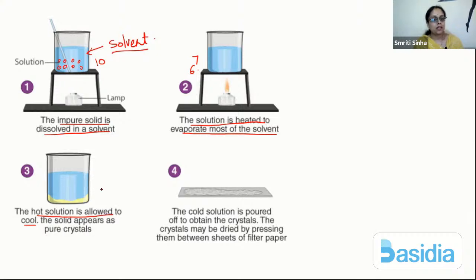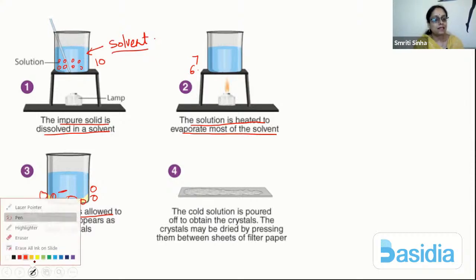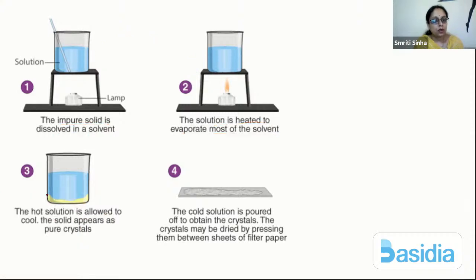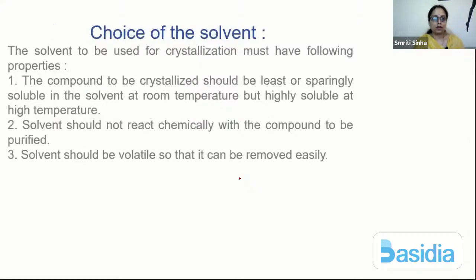You cannot do instant cooling. If you start doing instant cooling around ice, the crystals will not be formed very properly. You have to let it cool at room temperature slowly, and as time passes you will be able to see clear crystals in this solution. Here you can see some crystals formed, a white layer in this solution. Now just filter it using filter paper or vacuum filtration and you will get your pure solid. This is the way you can use the crystallization technique to purify your solids.